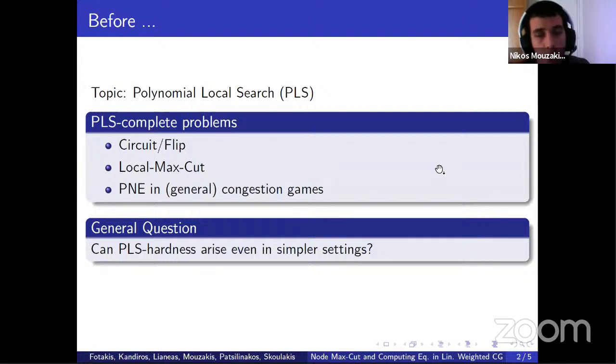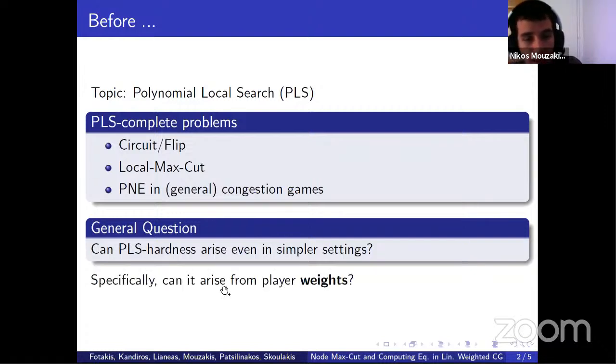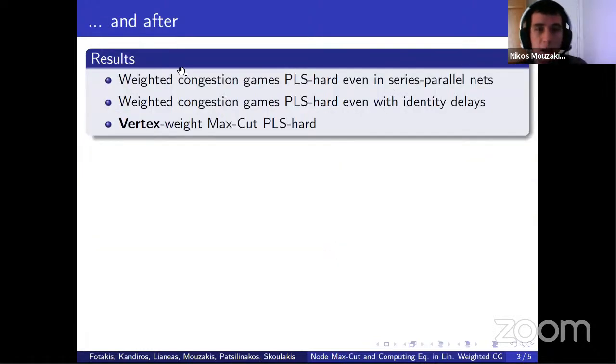Now, the question we want to answer here is whether PLS hardness, which is a very well-studied concept, can arise even in simpler settings. Specifically, we consider whether it can arise only from player weights. In all the previous cases, PLS hardness needs the existence of different edge weights in local max cut, or different resource weights in the congestion games, to arise. What we are going to do here is get PLS hardness only from the weights of the players themselves.